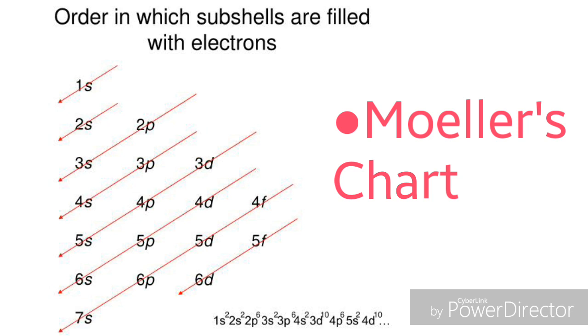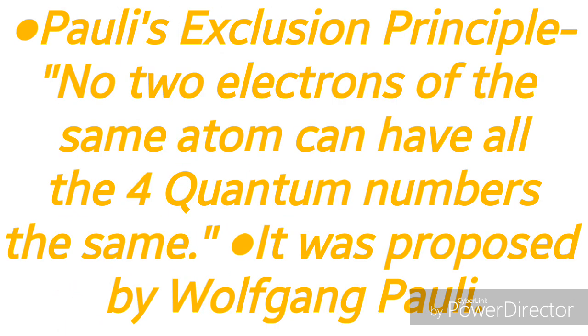And here you can see the order in which subshells are filled with electrons. There is a certain order based on Aufbau principle, and this is called Moeller chart. How the electrons are filled in a particular order. So that is Moeller chart, and while writing electronic configuration of different elements, we have to follow that. But few elements are exceptional to this. That we will come to know.